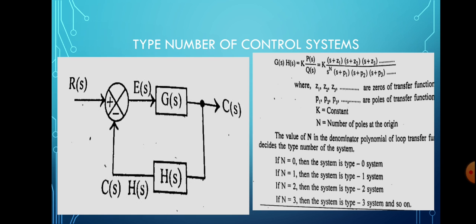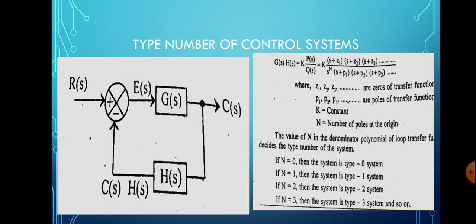Zeros are the values of s for which the function G(s)H(s) will have the minimum value 0, and poles are the values of s in the denominator polynomial for which the value of the function G(s)H(s) will be infinity or maximum value. Here K is a constant and n is the number of poles at the origin, and based on the value of n, we classify the system as type 0 system, type 1 system.